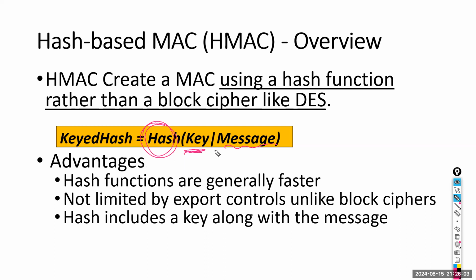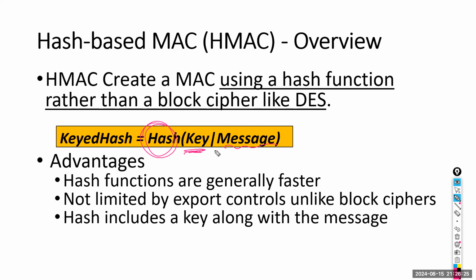You need to understand the difference between these three properly. A hash function: no key is used. A MAC function: a key is used, but it's a different algorithm like a block cipher. HMAC means we use a hash function together with a key to generate the digest. So then it is HMAC.